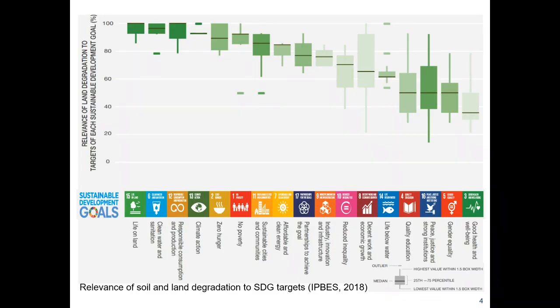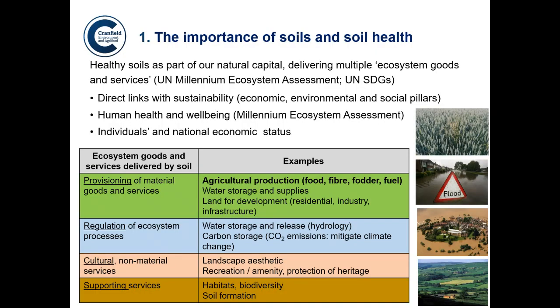And it's not just me saying that, with a bee in my bonnet. This is some work that was actually done by an international organisation back in 2018 that related each one of the Sustainable Development Goals to land and soil degradation. And they could then relate each of these achievements, these targets, to how we look after our soils and how we look after our land. So fundamentally, it is saying that this is a global issue and we need to look after our soils. So healthy soils, as I've tried to demonstrate, are part of our natural capital, delivering these multiple ecosystem goods and services. And they have direct links with sustainability, our economic, our environmental and social pillars of sustainability. And soils are ultimately related to human health and well-being. If you think what you had for your breakfast this morning, 97% of our food comes from the terrestrial environment, from soils.